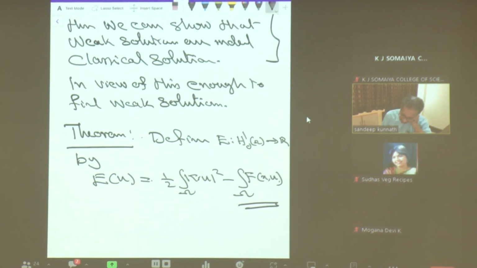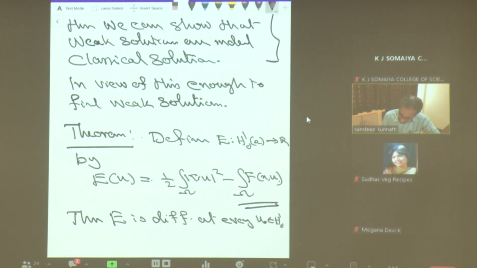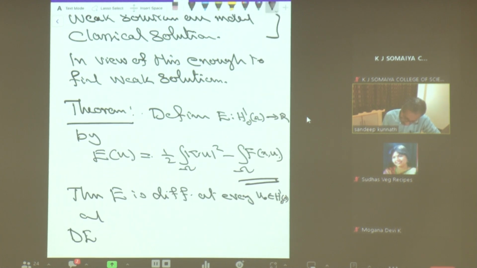So if you have something like this, then the theorem is that E is differentiable at every u0 element of H^1_0, any point in the domain, and the derivative dE at u0 has to be a linear functional, so it acts on a φ, and that is nothing but the integral over Ω of gradient of u0 dot gradient of φ minus the integral over Ω of small f(x, u0) φ.